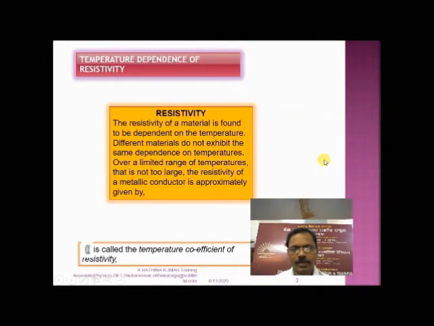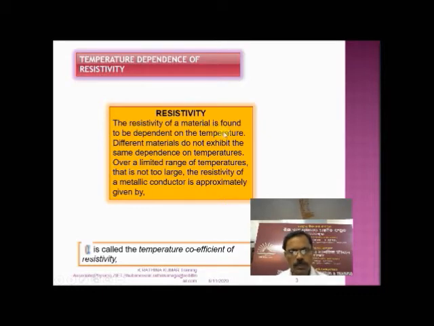Then temperature dependence of resistivity. What happens in a conductor if the temperature is increased? The resistance may vary. So in that case, what is the resistivity? We might have already learned the resistivity of the conductor: rho is equal to R A by L. It depends upon the area of cross section of the wire and is inversely proportional to the length of the conductor.